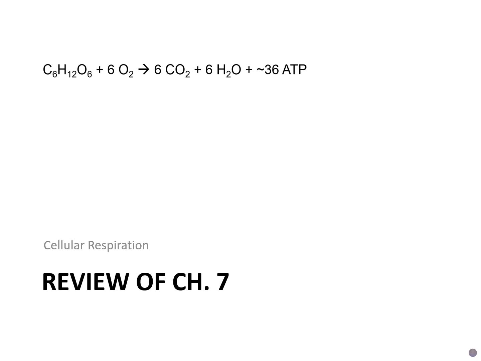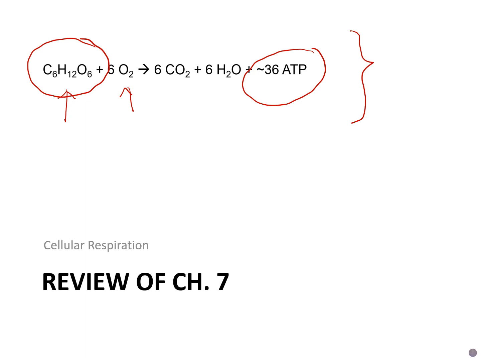So remember, Chapter 7 was about cellular respiration, how we harvest the potential energy stored in the chemical bonds within glucose using oxygen to produce energy, or ATP. And once we oxidize glucose to release that energy, we produce 6 carbon dioxide molecules and 6 water molecules.